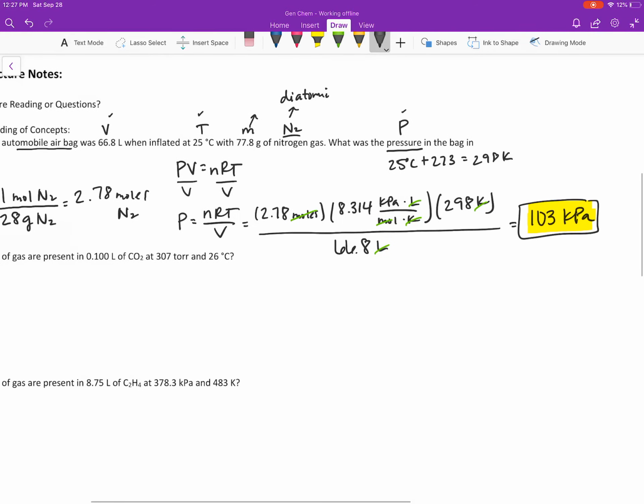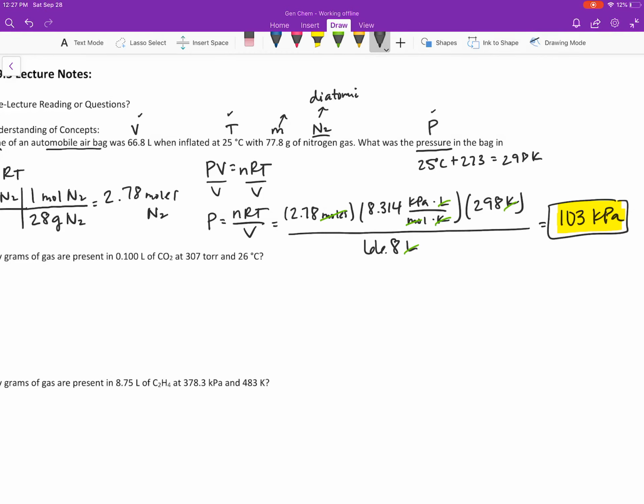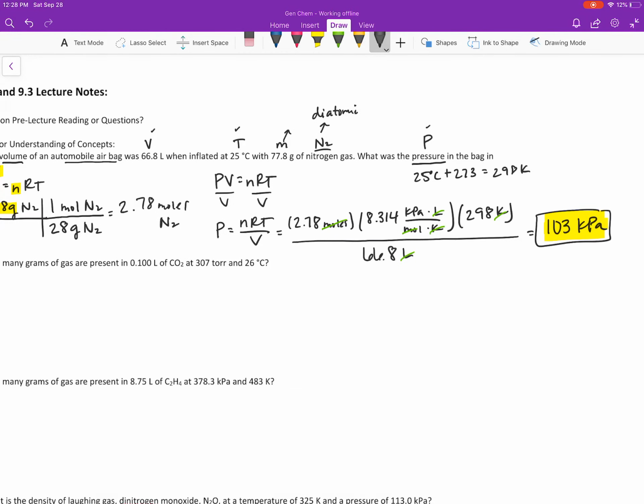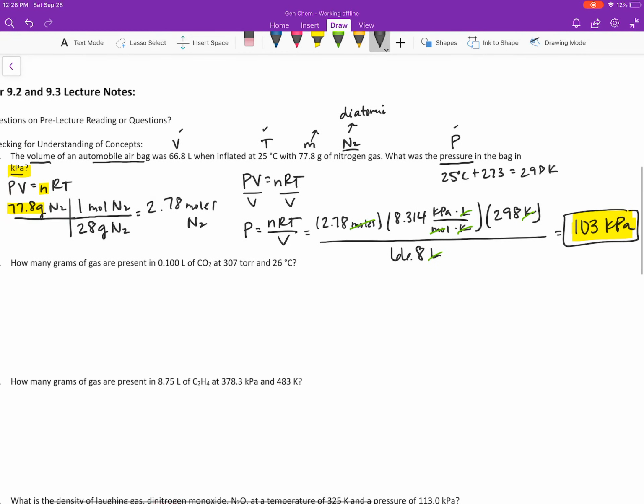Now, if you look at the book, it does give you another formula where it combines mass and molar mass in an ideal gas equation, but you don't have to memorize a whole new one. You just have to apply something we've already seen, which is stoichiometry, to the ideal gas law.